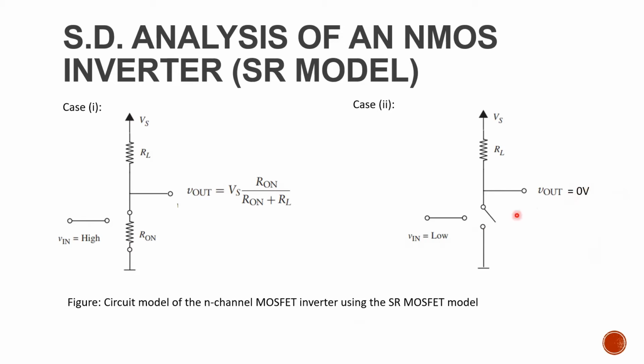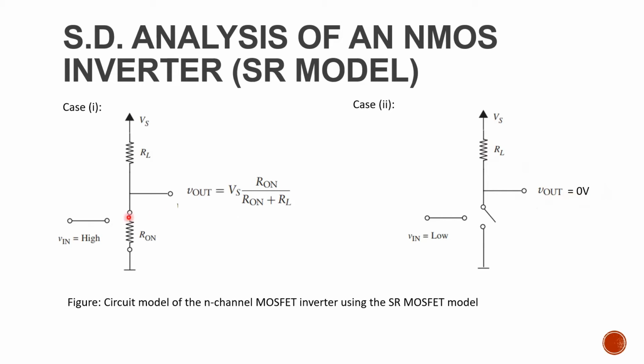Here V out is, whenever Vn is low, V out will be Vs, because the current flowing through the rail to rail, meaning Vs to the ground, is 0. As there is no current through the rail to rail, the drop across the RL is 0. As there is no drop across the resistor, this Vs will appear across V out only. Okay guys, so here it is not 0, it is Vs only.